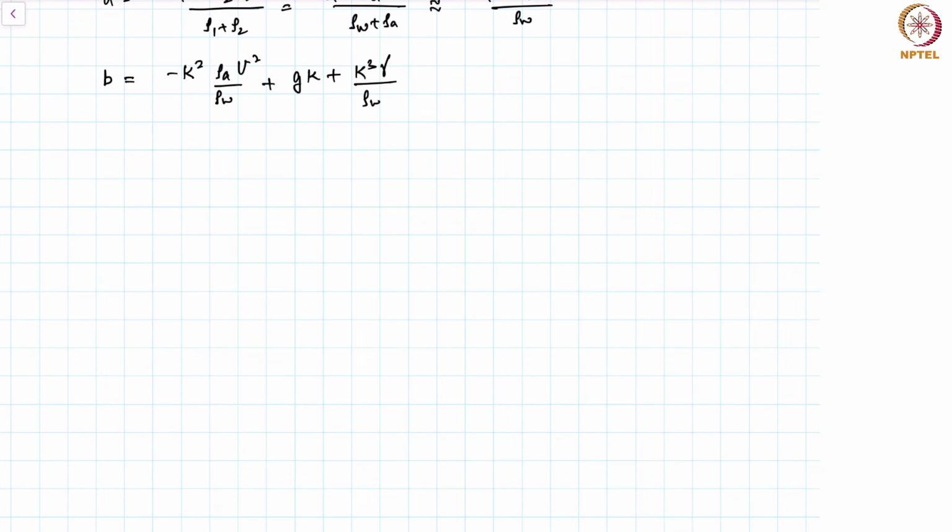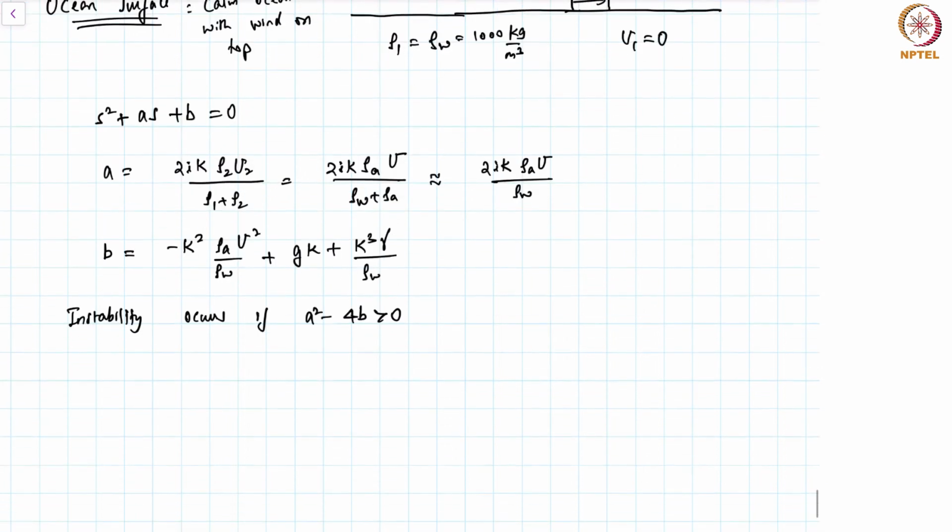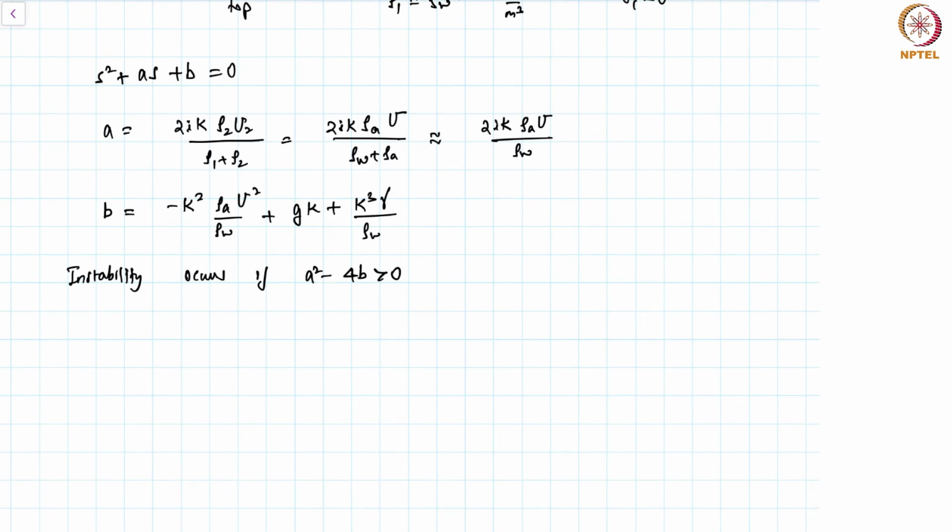Now you can basically ask, what is the velocity that I need to have? So if I have a wind that is blowing with a velocity of U at the top, what is the minimum speed of the wind such that I get an instability? Correct? That's the kind of question that we are interested in. So instability occurs if A square minus 4B is greater than 0, right? I would like you to try and write down this expression on your own and see if you can work out the exact expression, simplify it and get a dispersion relation.